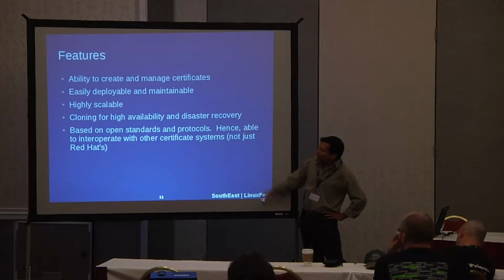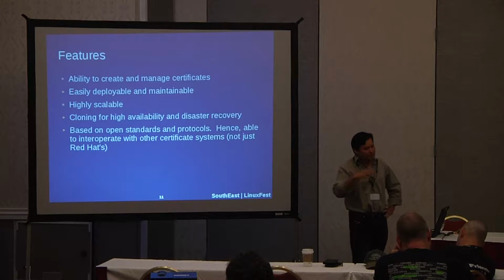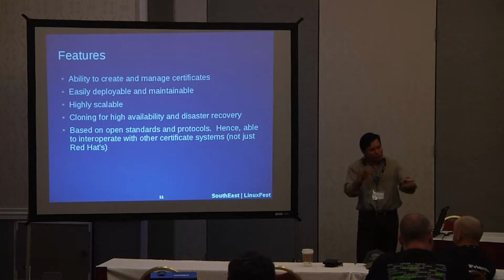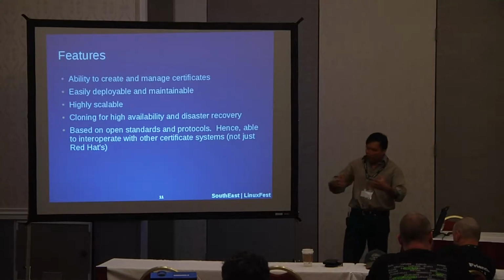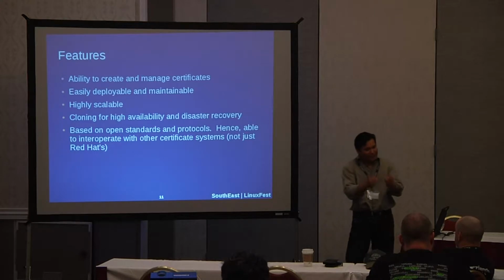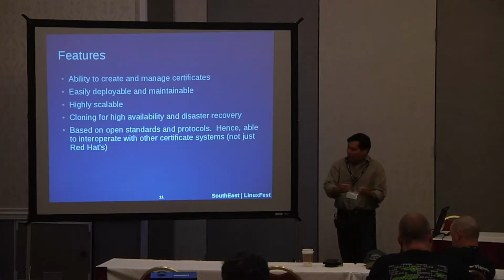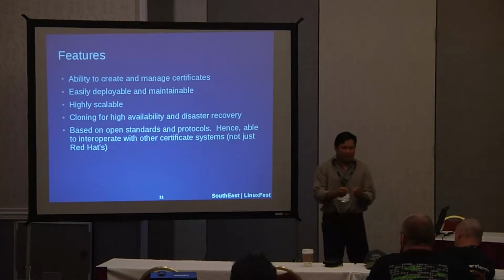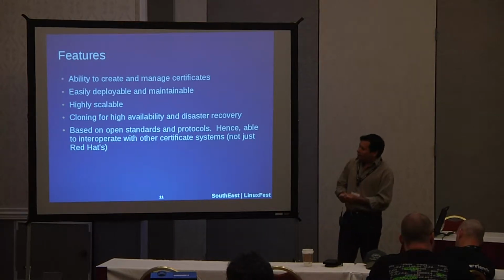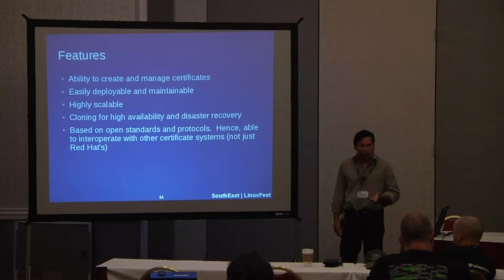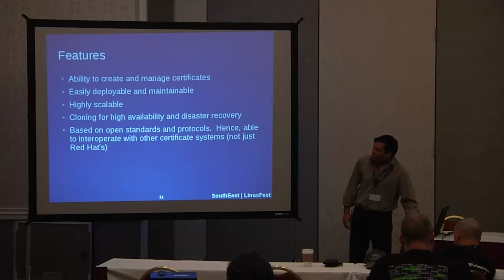Cloning for high availability. Each of the subsystems can be cloned, which essentially means that you have two different servers sharing a database that is replicated between the two of them, and they look essentially like the same CA, if you have two CAs. But they're running within different serial number ranges. They're essentially the same CAs, with the same signing keys, and so on and so forth. It's based on open protocols and open standards, so you can interoperate with any other certificate systems, not just Red Hat.